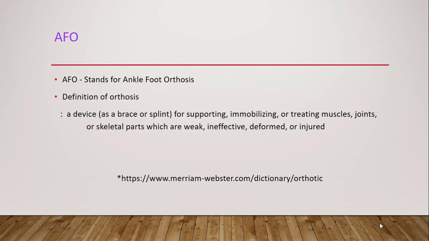AFO. This is an acronym that stands for ankle-foot orthosis. The definition of orthosis is a device, as a brace or splint, for supporting, mobilizing, or treating muscles, joints, or skeletal parts which are weak, ineffective, deformed, or injured. Merriam-Webster.